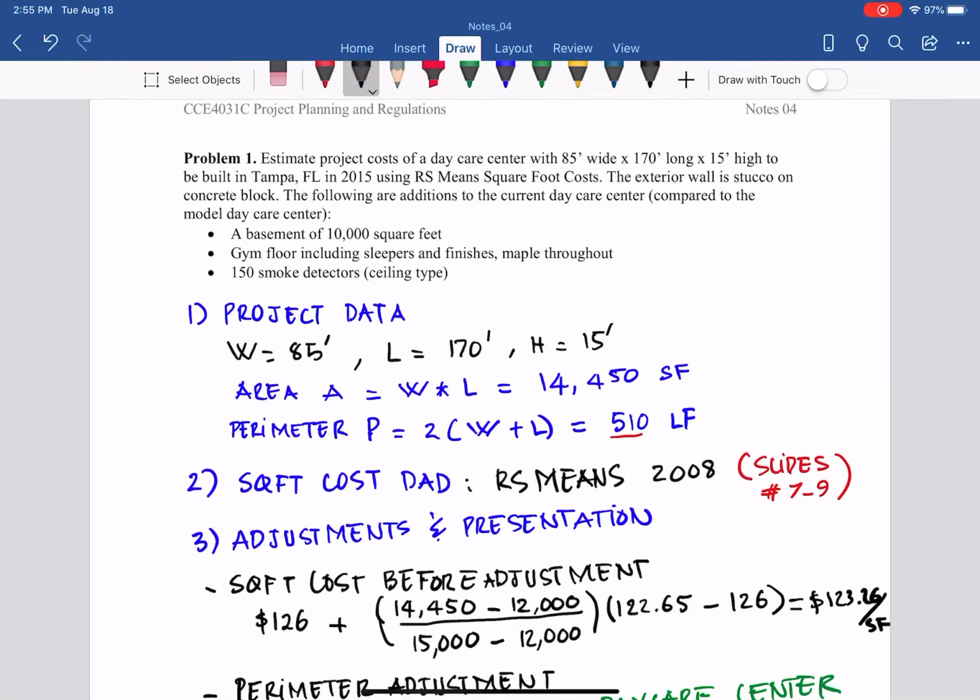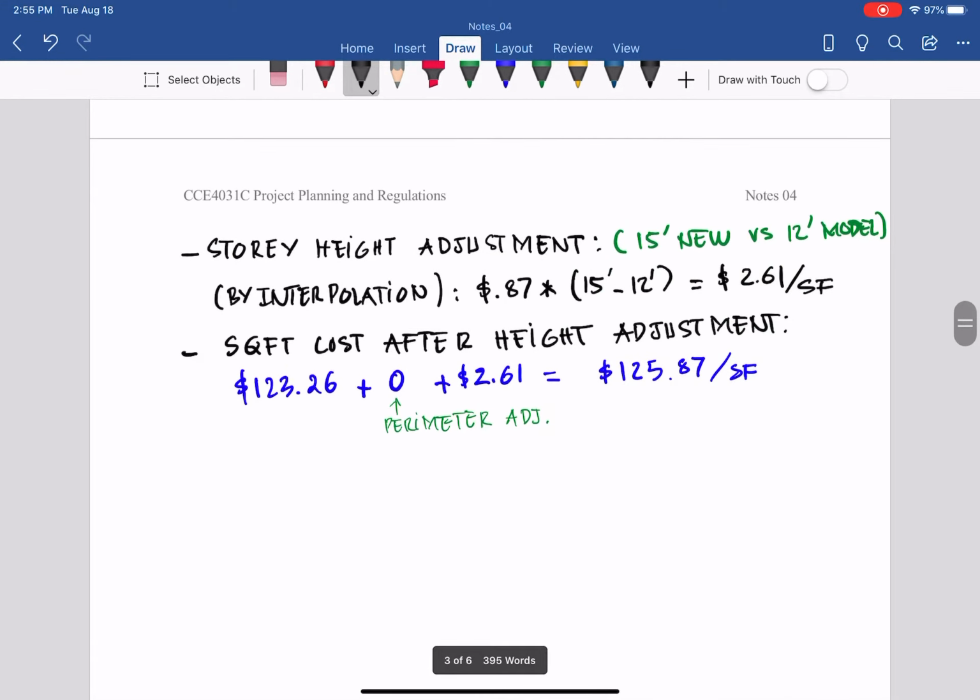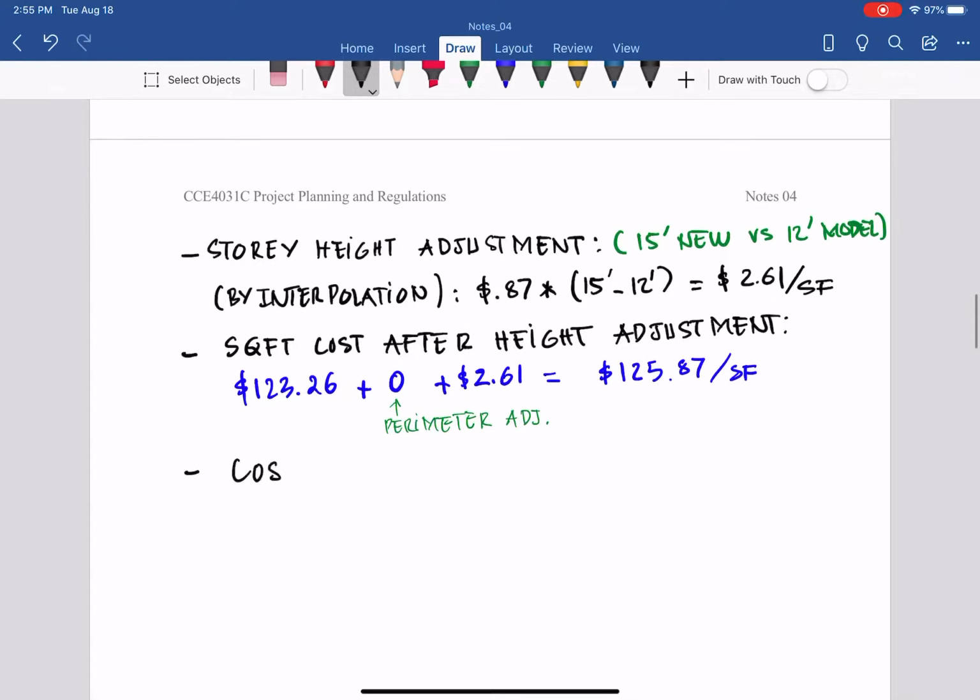Continue problem 1 using the square foot cost estimate method, and we stopped at determining the square foot cost after perimeter and height adjustment. From that we can go ahead to determine the project cost after adjustment, after height adjustment.